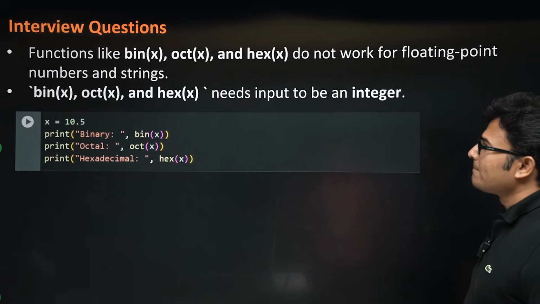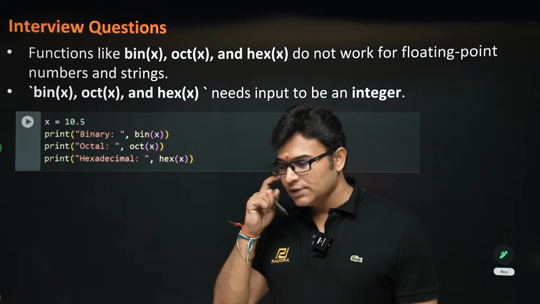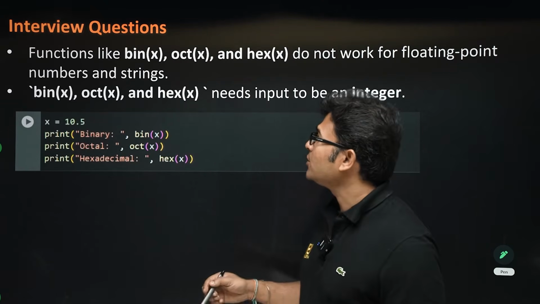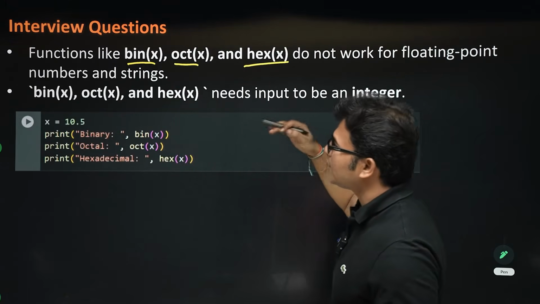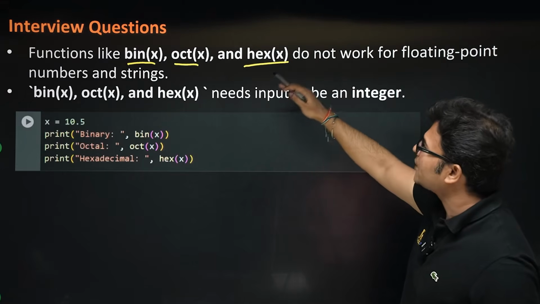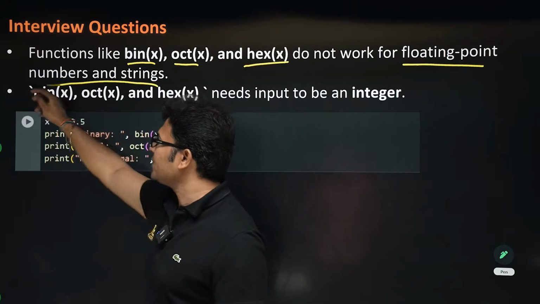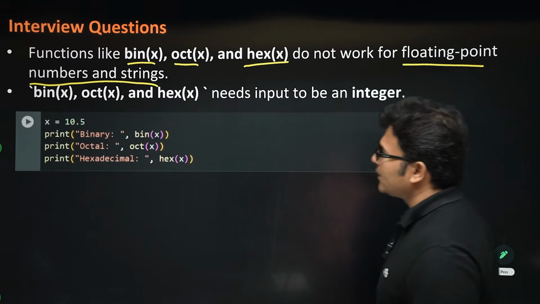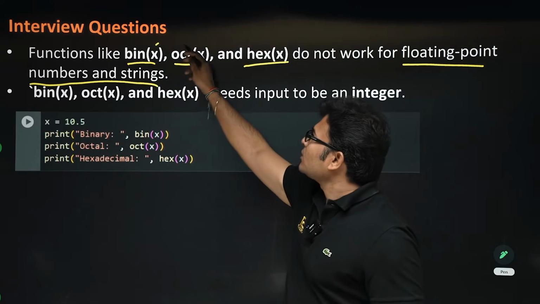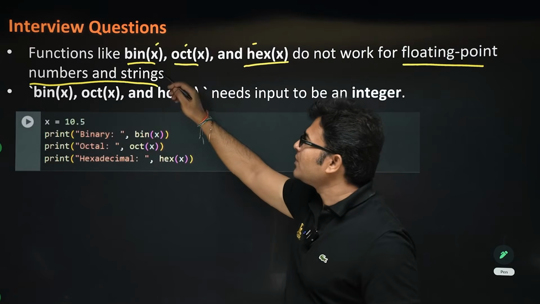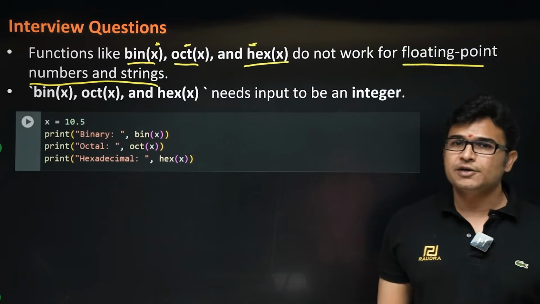Now we will see there are some challenges in applying these functions. When you are talking about bin, oct and hex, there is something that you should not do. These functions, bin, oct and hex, do not work for floating point numbers and strings. You have to understand this. What I mean is, you cannot convert a floating point number into binary, octal or hexa, and similarly you cannot convert a string into binary, octal or hexa. This is a very important interview question.